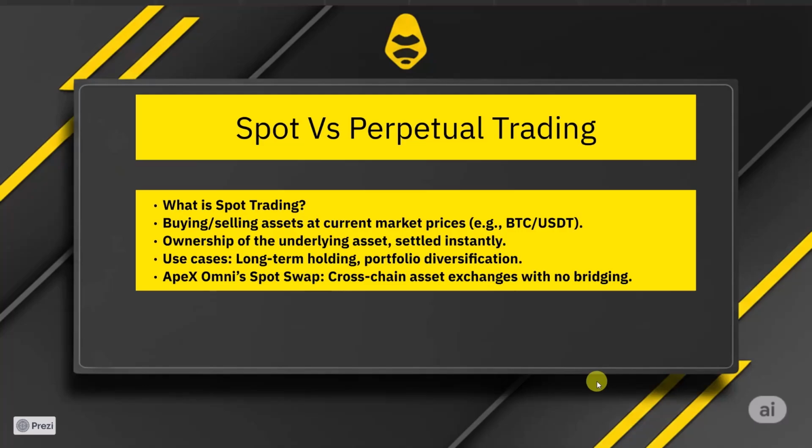We're going to show you how that's done so that you don't have to worry about waiting. With Apex Omni Spot Swap, you can swap between chains without doing any bridging. So you can swap between Ethereum and Arbitrum without having to bridge, just move your coins over. There are all different coins you can swap between Ethereum, Arbitrum, and Solana.